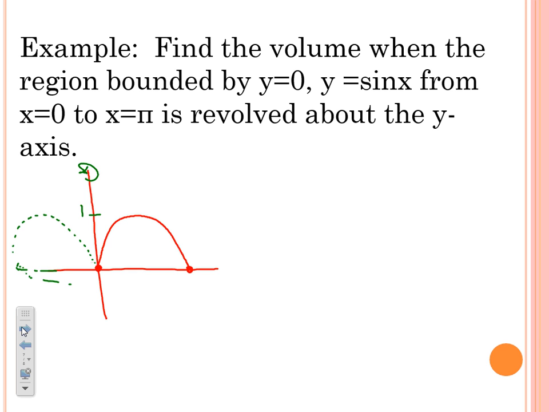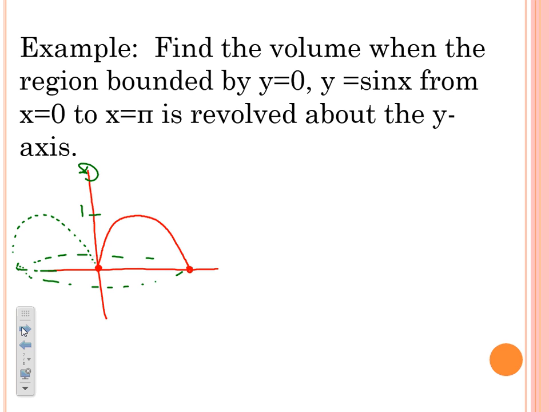So we get kind of a bundt cake without a hole, maybe? Angel food cake still has a hole in the middle. Okay, it's like a donut without a hole. Like a bagel.